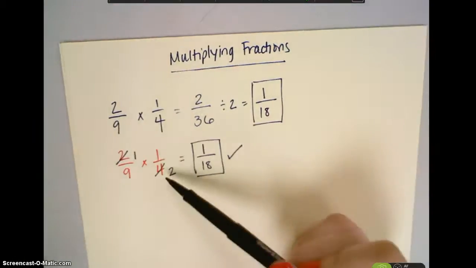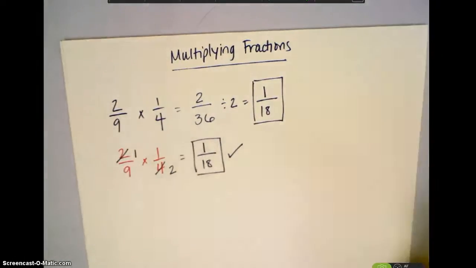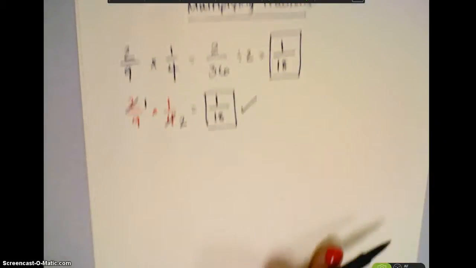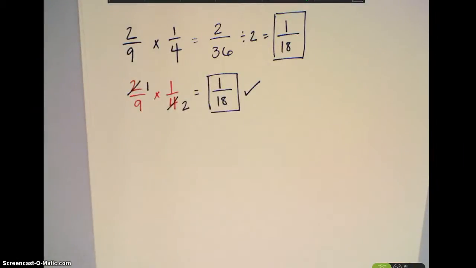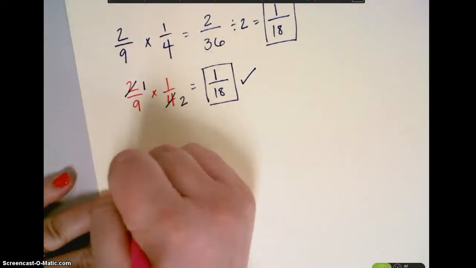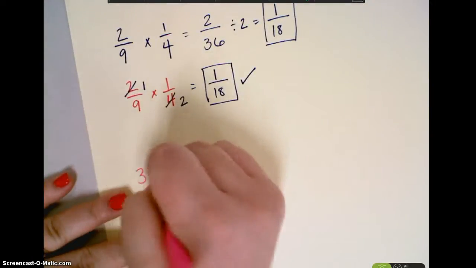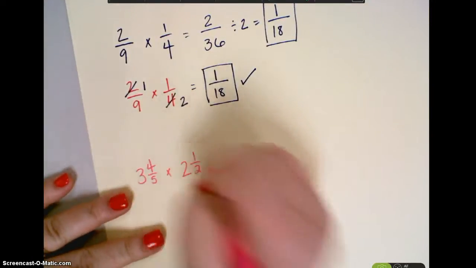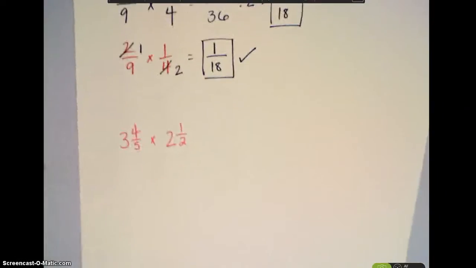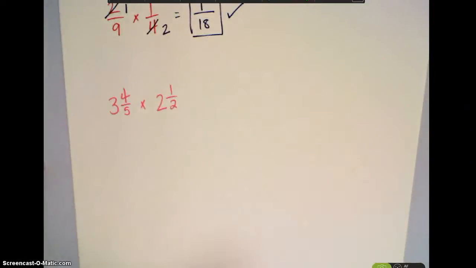So I just looked across and said, can I divide those numbers by the same thing and get a smaller number? All right. For a mixed number, let's go ahead and do 3 4/5 times 2 1/2. So again, I don't have to do common denominators, but what I do have to do with a mixed number is I have to turn it into an improper fraction.